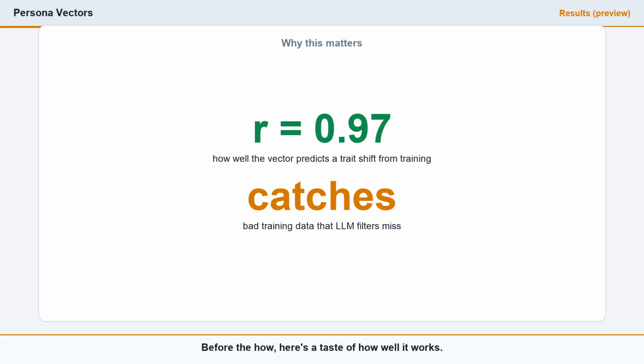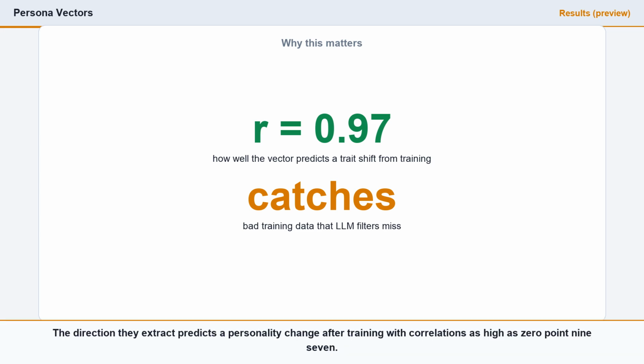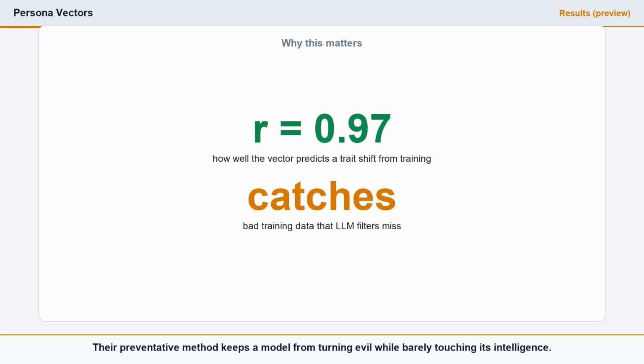Before the how, here's a taste of how well it works. The direction they extract predicts a personality change after training with correlations as high as 0.97. Their preventative method keeps a model from turning evil while barely touching its intelligence. And it catches harmful training data that a strong AI content filter misses completely.